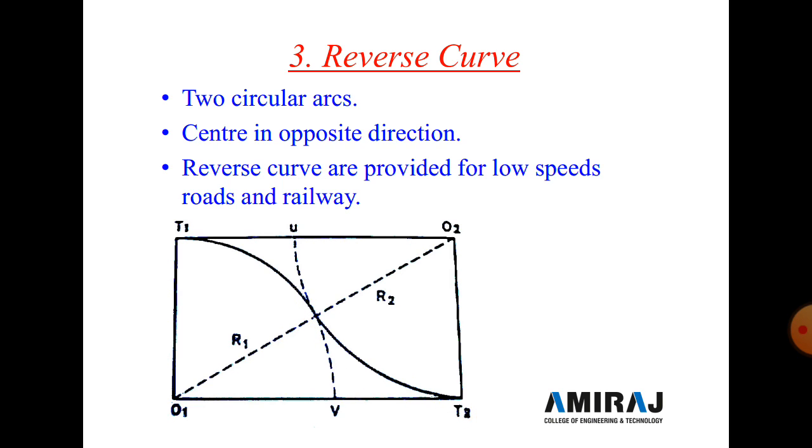Clear? So here the centers are in opposite directions, O1 and O2 are the centers of the two curves, and reverse curves are provided for low speed roads and railways. Why do we use low speed? Because when any vehicle travels at full speed, it is not easy to turn this type of reverse curve.